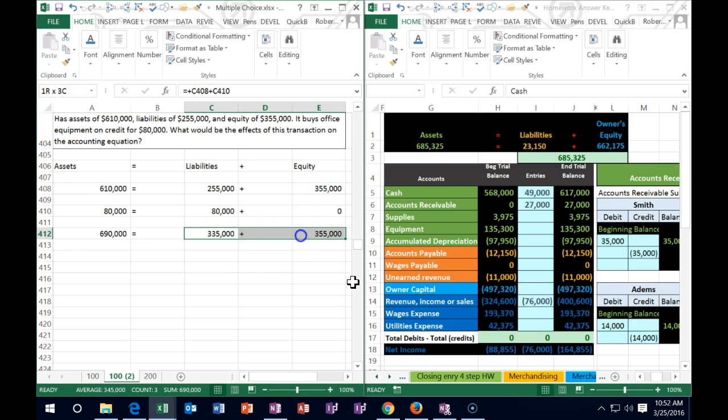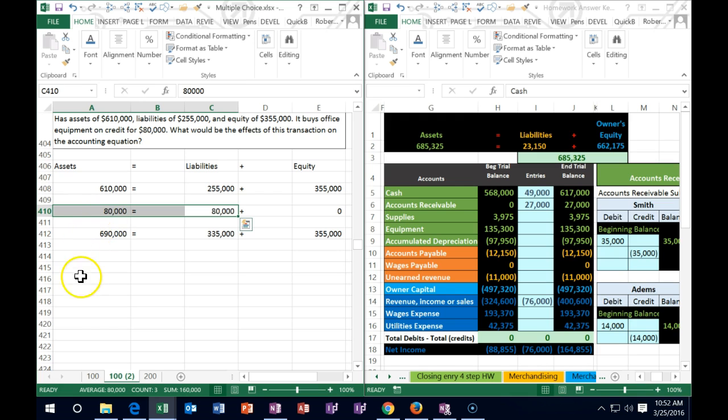and now we're still in balance. So just be careful of the wording, because you might try to put the ending balances when they asked for the increase or decrease. They could ask it the other way. So it's just the wording of the question.